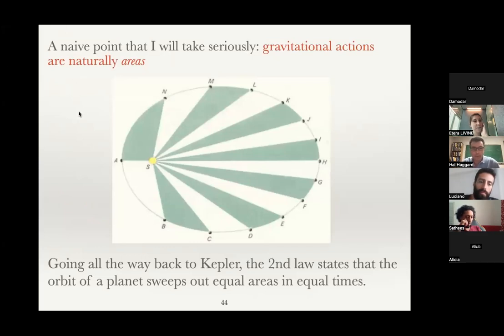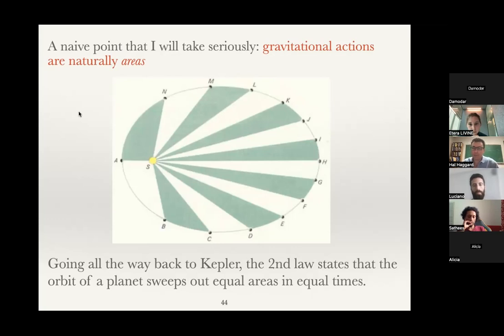It's naive, but I think it's really quite interesting. It's that gravitational actions are naturally areas. I mean areas like spatial area that you're used to. The first indication of this comes all the way back from Kepler. Kepler was studying the two-body problem, the orbit of a planet around the sun, and understood that the conservation of angular momentum means that this planet sweeps out equal areas in equal times. Why is that? Why is area and angular momentum, why are these two things being connected by gravity?